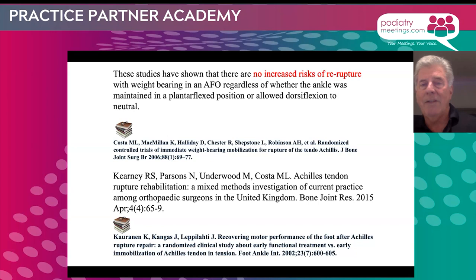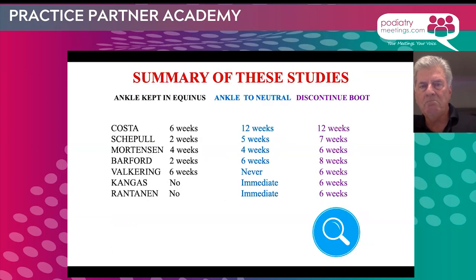Now, I haven't seen a study that compared the non-surgical groups, plantar flexed versus dorsiflexed, because it seems that most of the studies I've seen are prudent and very cautious with the non-operative patients, placing them in equinus at least for several weeks after the acute rupture. But in the surgical studies, we're seeing more and more patients being placed in immediate weight-bearing with the ankle in neutral position rather than in equinus position.